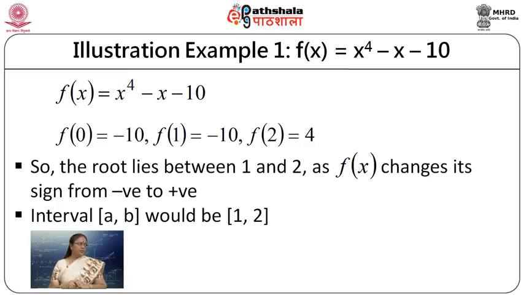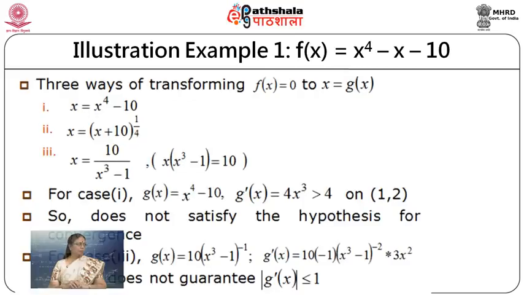If I put x equal to 2, it is 2 raised to 4, 16, minus 2, 14, minus 10, 4. So, f(2) is 4. The function has changed its sign between 1 and 2. So, it ensures that the root lies between 1 and 2, because the function has changed its sign from negative to positive. So, our interval of consideration would be the interval [1, 2].